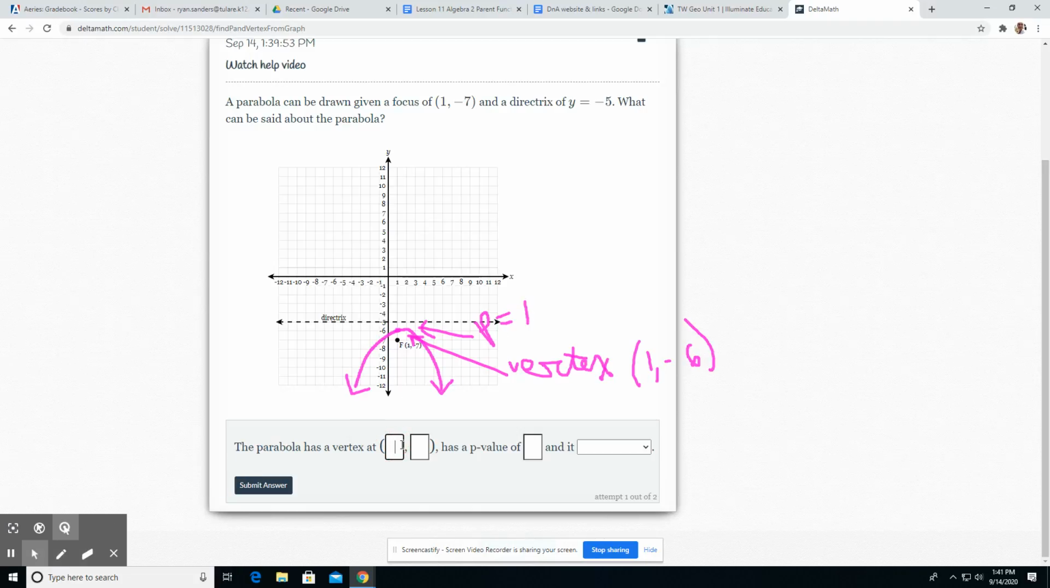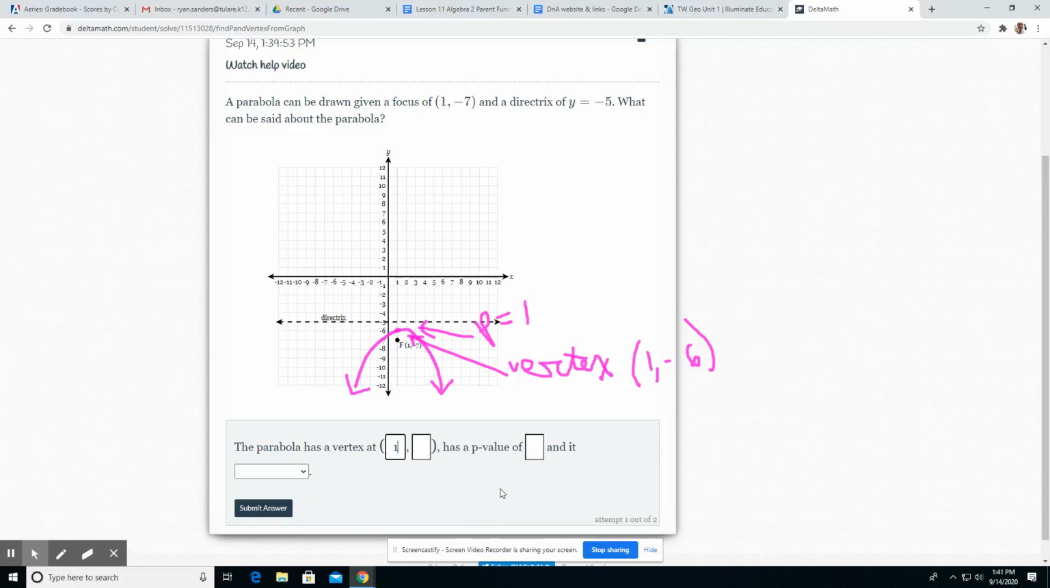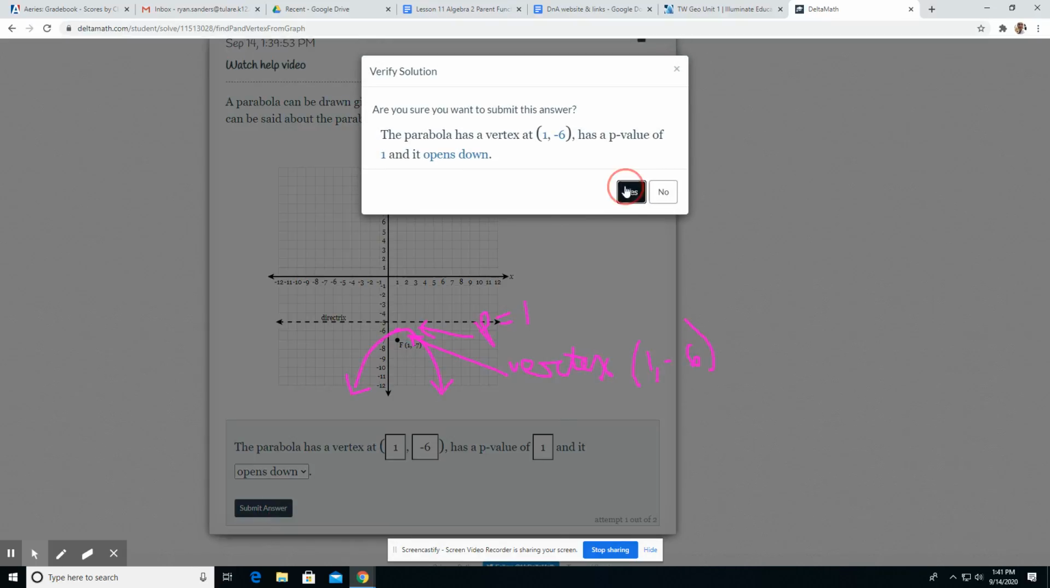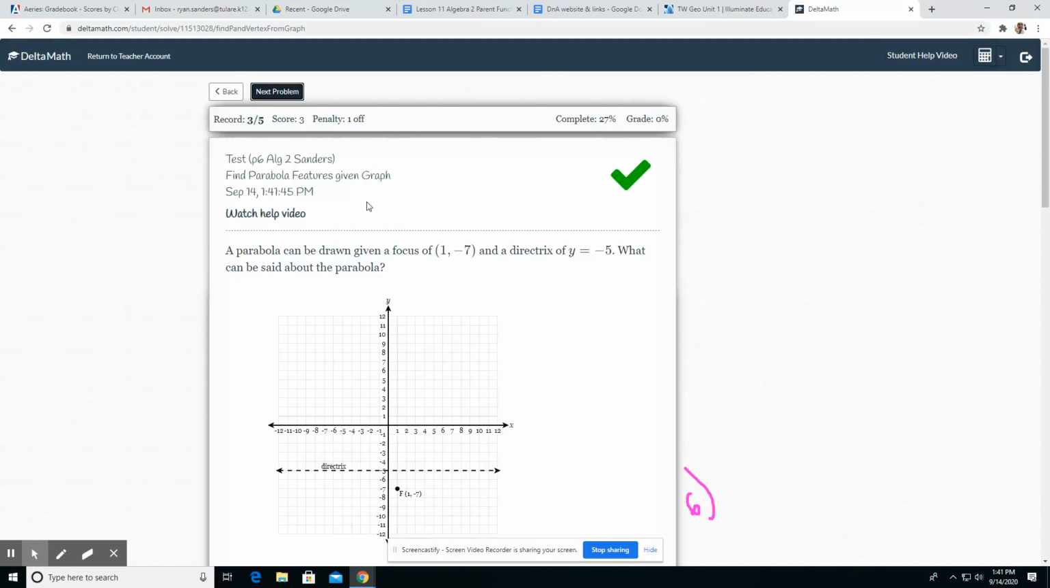Okay, so let's go ahead and check our answers. 1, -6, p-value of 1. And it opens down. The open side is facing down. Got it. Let's try the next one.